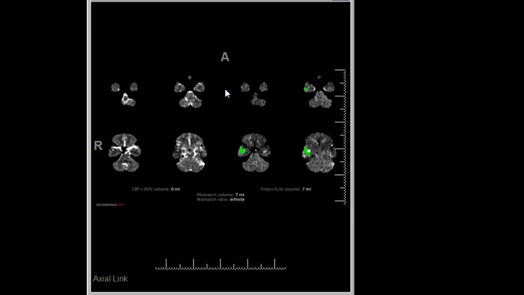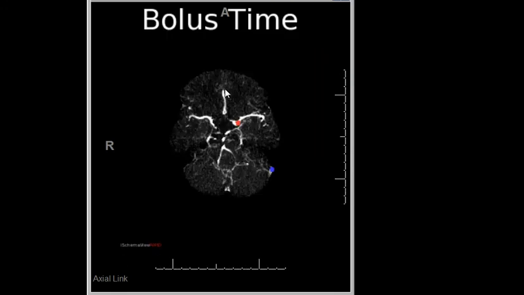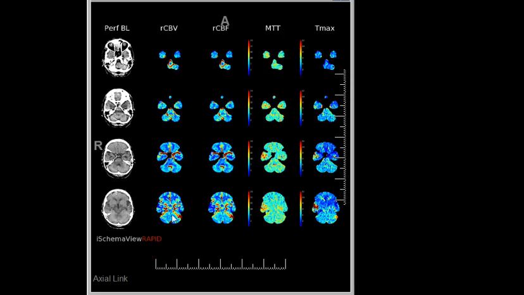Just review one more time. We only did how many slides? Four cuts. Just didn't cover high enough. So maybe in the posterior frontal parietal region that evolved stroke, it did not even make it into the picture. So that's a drawback. Hopefully we can increase our area of coverage.